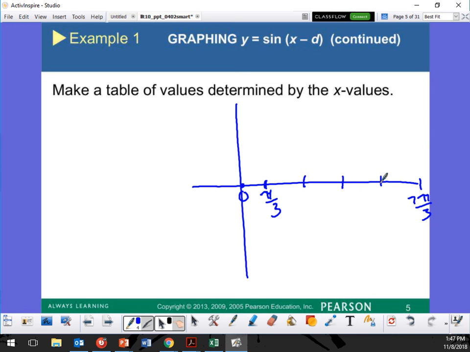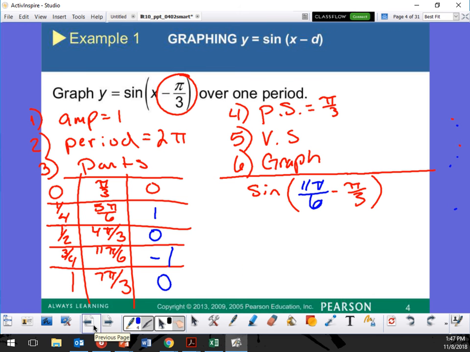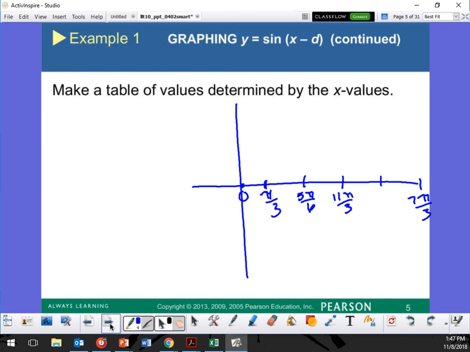So there's my different ones, right? After pi over 3, there's what? 5 pi over 6. What's the next one? No, we skipped 4 pi over 3. Come on, you guys. 4 pi over 3. Then it's 11 pi over 6.